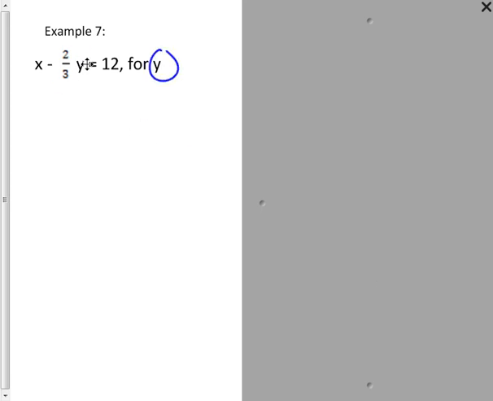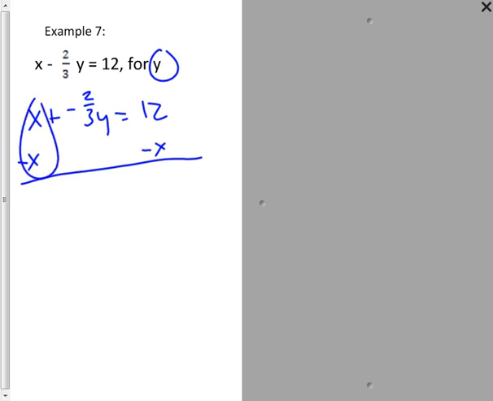So we're trying to get this part right here by itself. So x plus negative 2/3 y equals 12. Notice I changed the subtraction to addition. All right, so again, we're thinking of this x as a quantity. And right now it is a constant, even though we don't know what it is. Yes, it is a variable, but we need to treat it like a constant. So we need to get rid of the x on this left side. So subtract x from both sides, and what I'm going to have here is just 0.